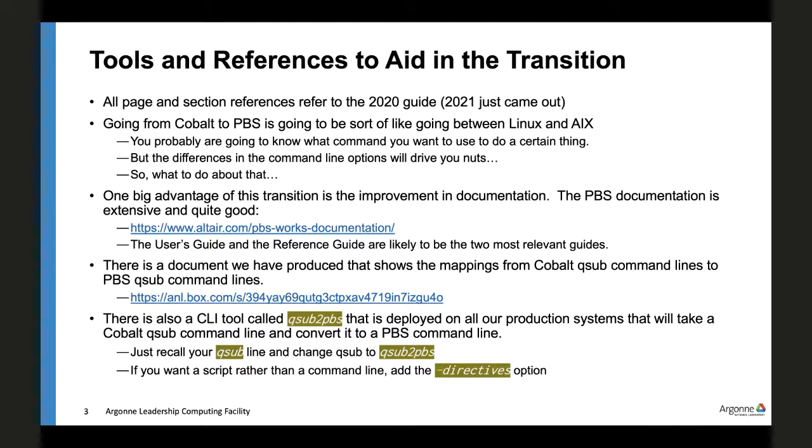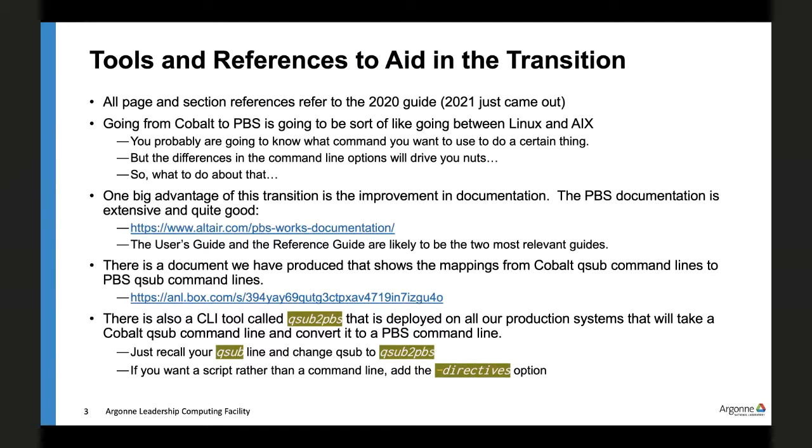Well, there are two kind of tools that we've provided for you. So one of the big advantages of this transition is, Cobalt did not have good documentation. I'm the lead, I'm responsible for that. I admit it. PBS has outstanding documentation. There's about 2,000 pages of it, and it is quite good. There is what they call the big book, which has all of them, and they're broken into guides. And the two that will be of interest to you are the user guide and the reference guide. And that's what I make reference to throughout the presentation.